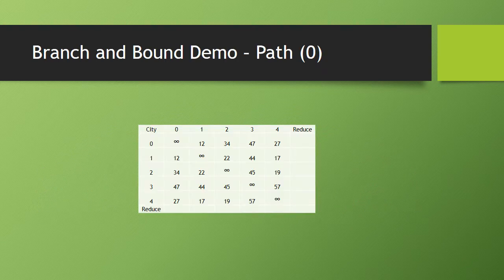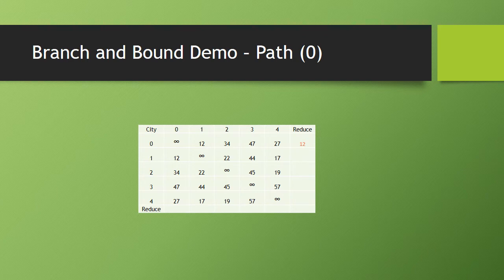So we begin our problem with a simple adjacency matrix which shows the distances between all sets of our cities. From city 0 to city 1, you can see the cost is 12 miles, city 0 to city 2, 34, city 0 to city 3, 47, and so on.